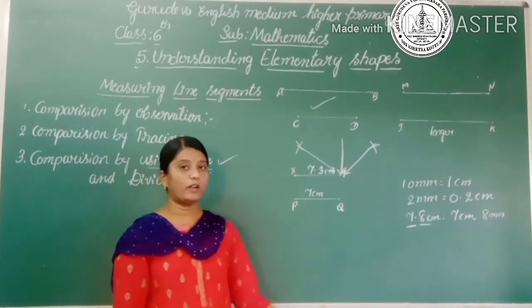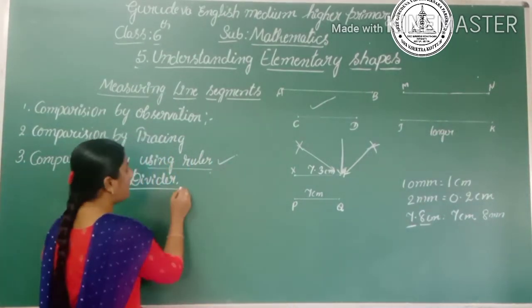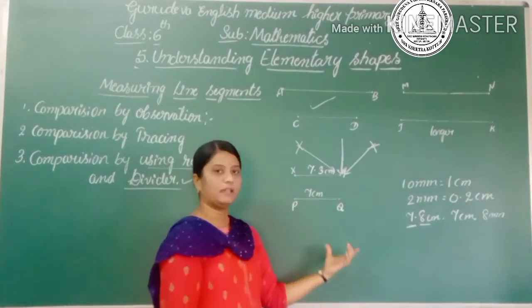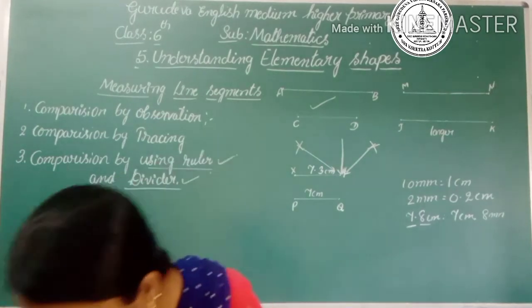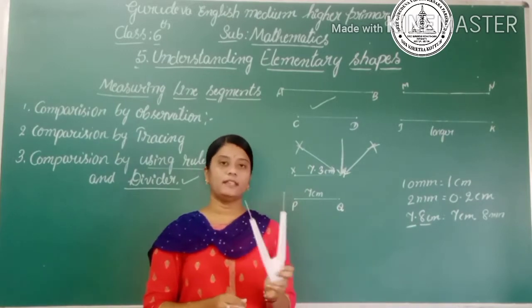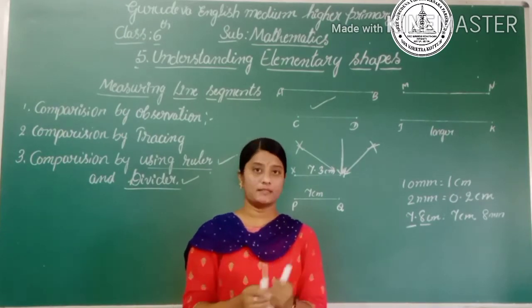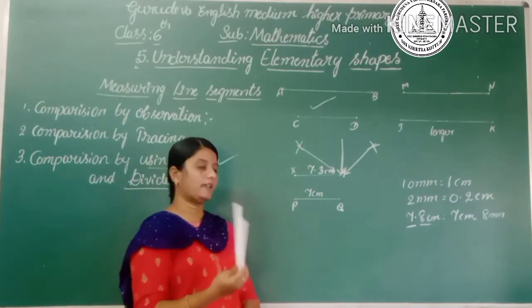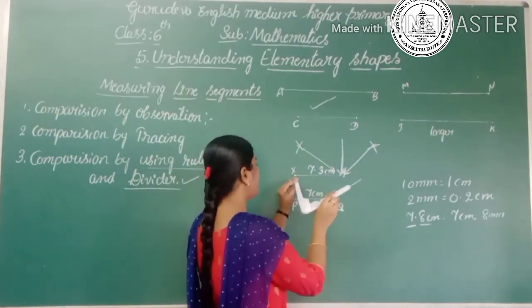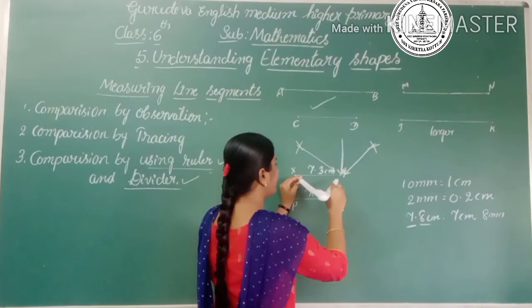So to avoid this error, there is one geometrical tool, that is the divider. Using the divider, we can also measure the length of a line segment. Okay, yes. It is the geometrical tool called a divider. It has two sharp end points. Then how can we measure the line segment using the divider? Yes, see here. First I will keep one of the sharp end points of the divider on the point X and the other point on Y.